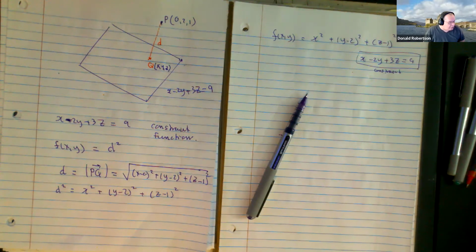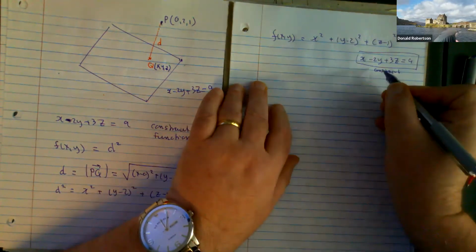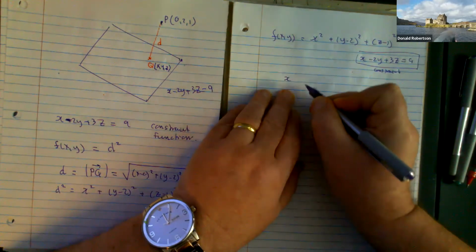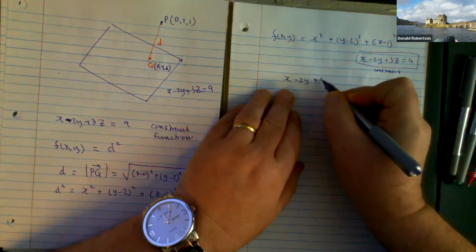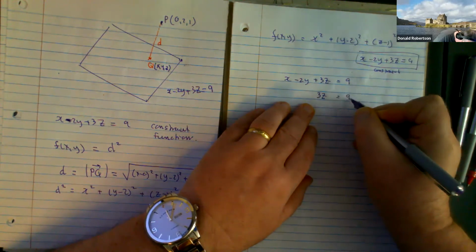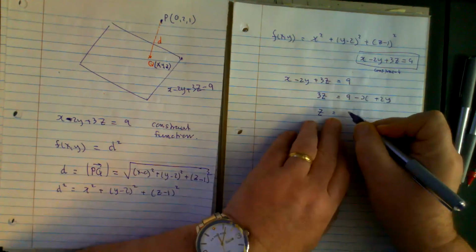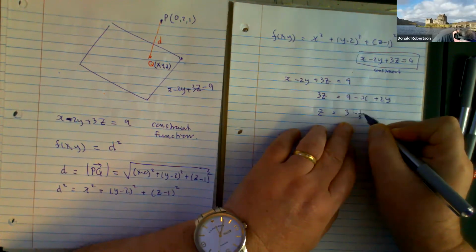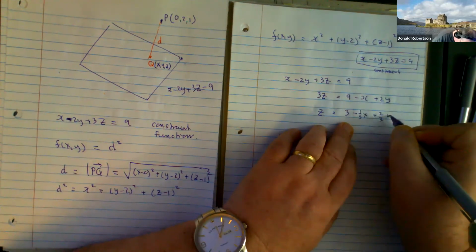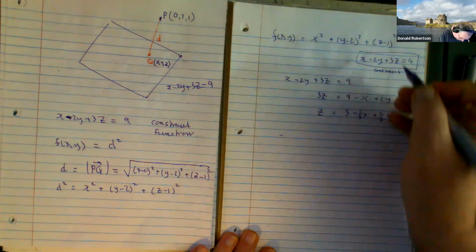Now, we're going to do exactly what we did the last time, but I'm going to do a little rearranging. If x take away 2y plus 3z is equal to 9, then 3z is 9 take away x plus 2y, and therefore z is going to be 3 take away 1/3 x plus 2/3 y. Are we good with that? Which means this equation doesn't actually have any z's in it anymore.